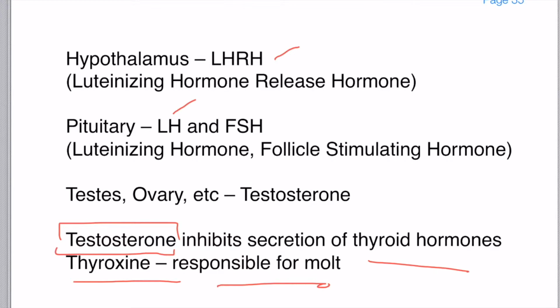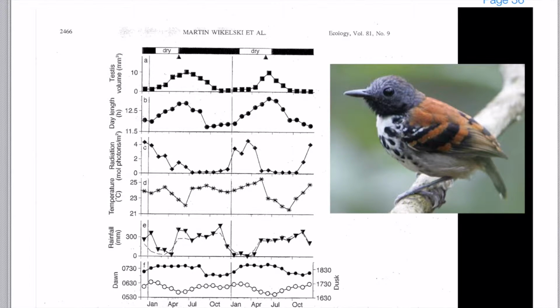Now this process is actually quite sensitive and quite precise. We can see this by looking at some birds and how they respond under different conditions. A great example are those birds that live fairly close to the equator, where there isn't a dramatic change in day length. This is a spotted antbird that lives in Panama, just north of the equator. And you can see from this graph that the difference between the shortest day of the year and the longest day of the year is only about an hour in length.